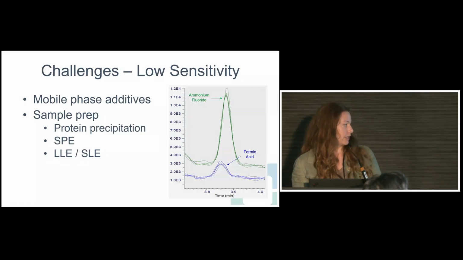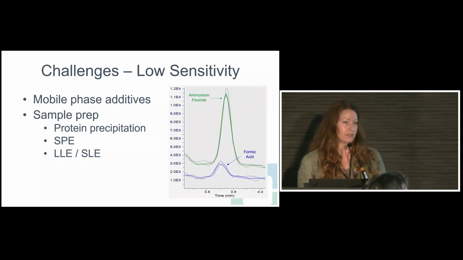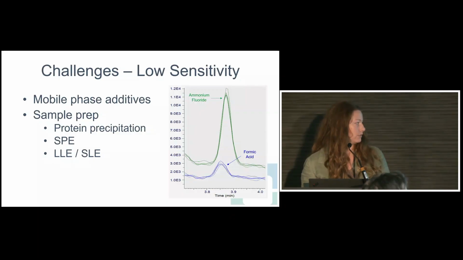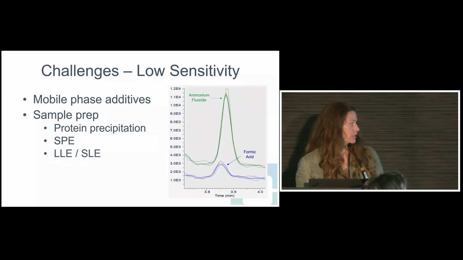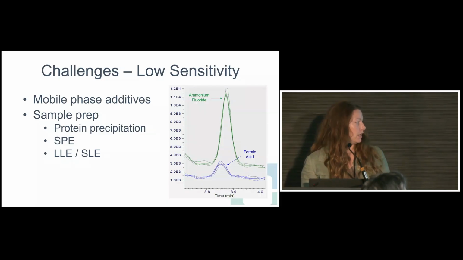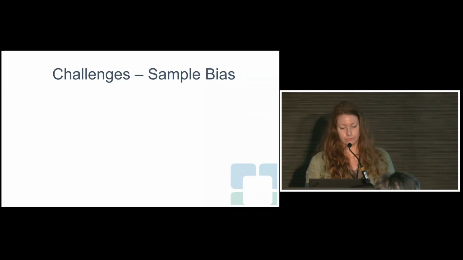And this diagram here just shows you the signal gains that we were able to achieve with ammonium fluoride. So this is a very small amount of ammonium fluoride. We're using 2 millimolar, and we were able to see a 3x signal improvement.